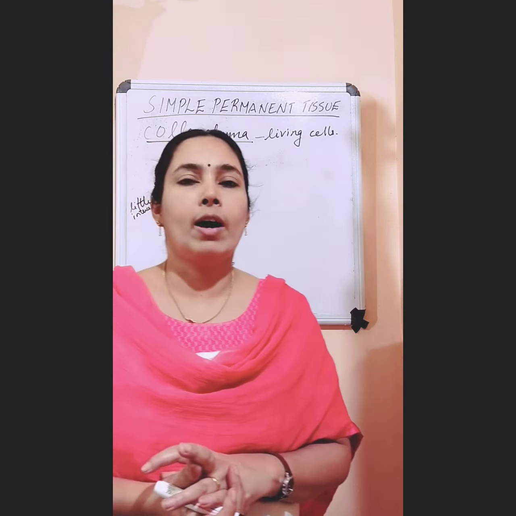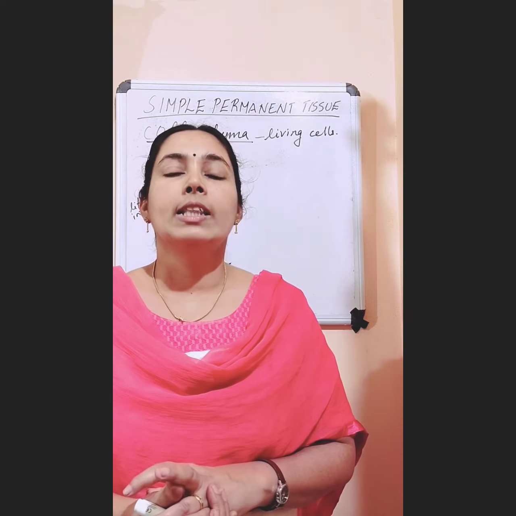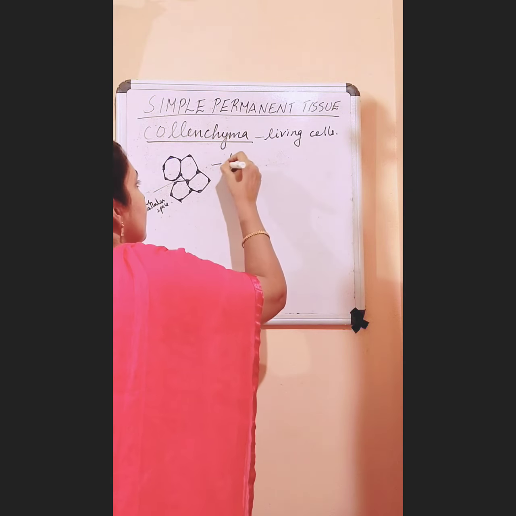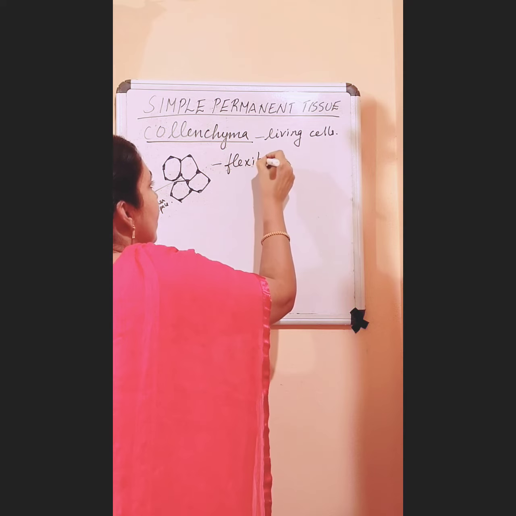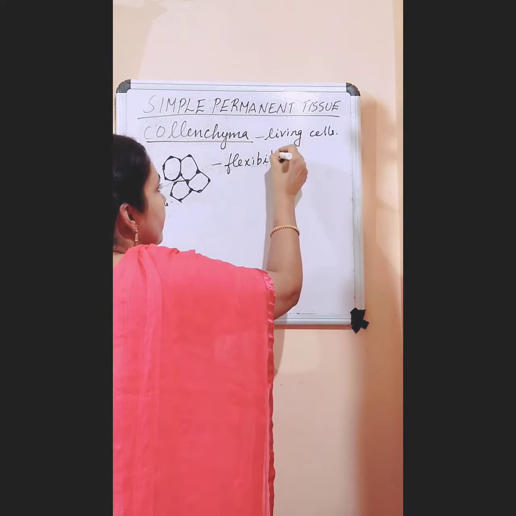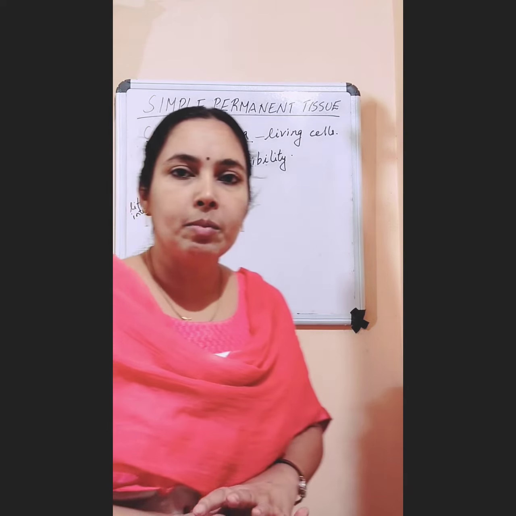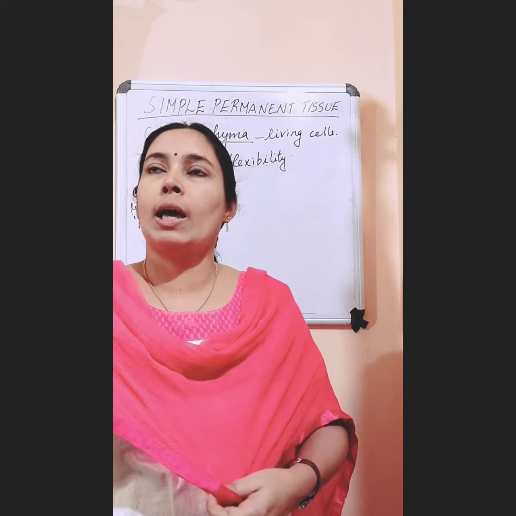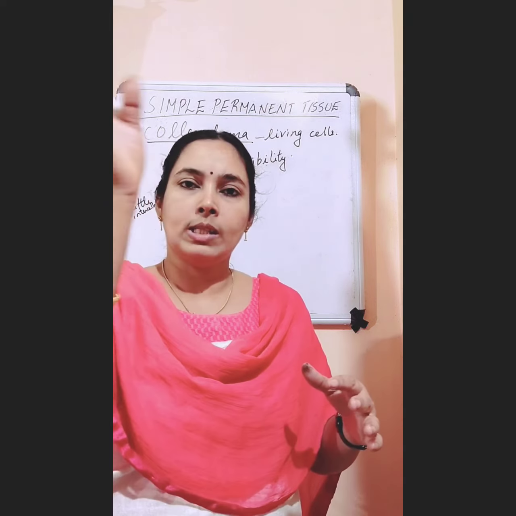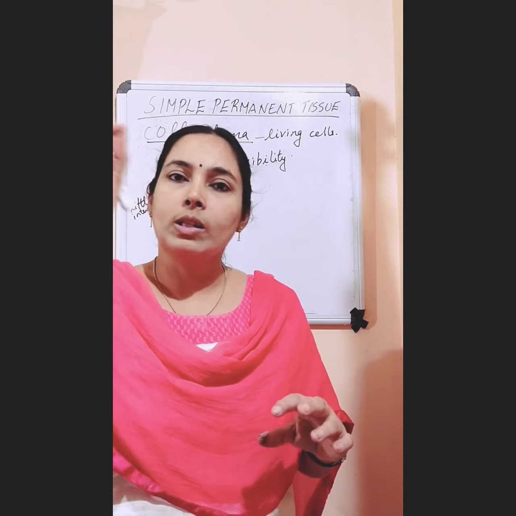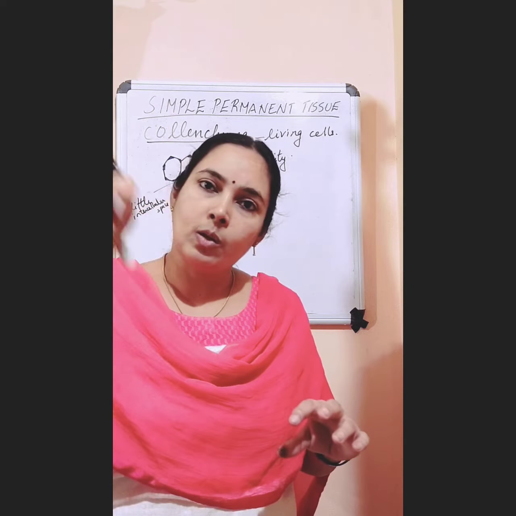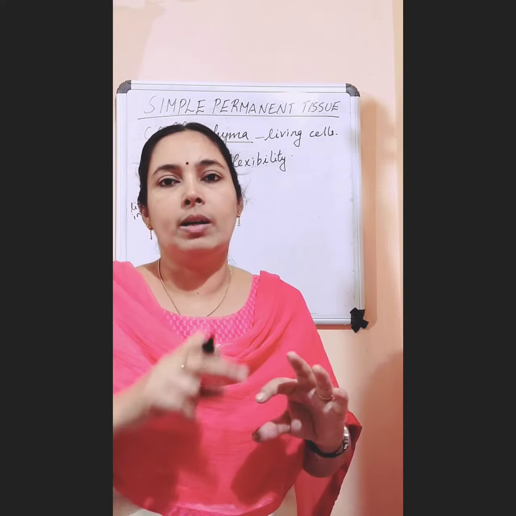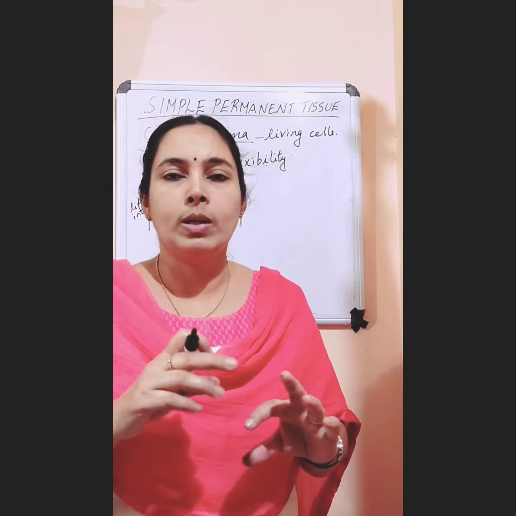When we look at the function, we can say that they give flexibility to the plants. So what is the main function? They give flexibility to the plant parts. For example, climbers climb around the support and they won't break. The tendrils of climbers also climb around the support. So they are flexible.